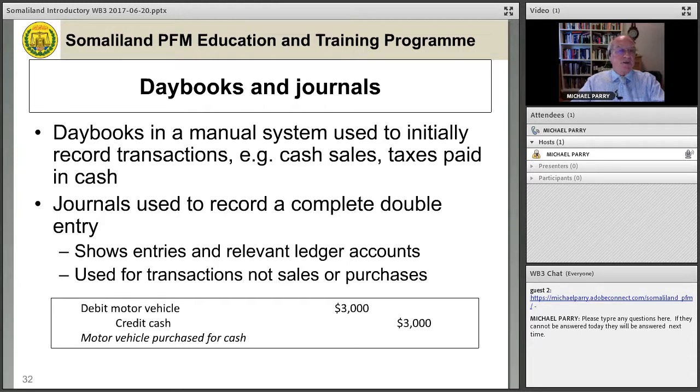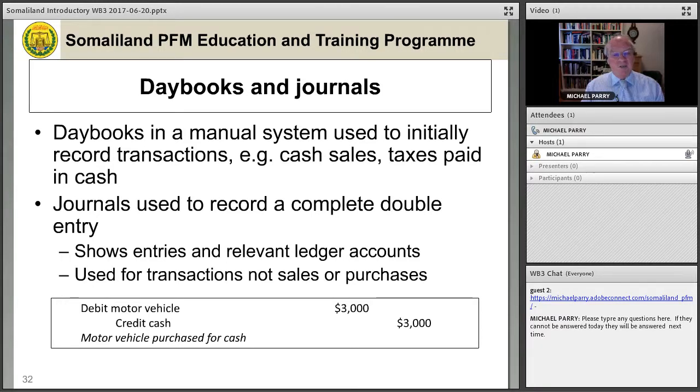The second item on this page is journals. Journals serve a particular function. There are many transactions which will occur which don't fit into the standardized sales and purchases. And if there's no standardized way of recording an item within your accounting system, and this particularly applies actually to computerized systems, then you'll need to set up a journal for it. The journal records the entries in terms of dollars and specifies the ledger accounts to which they relate. So it's generally used for transactions that are not sales or purchases.